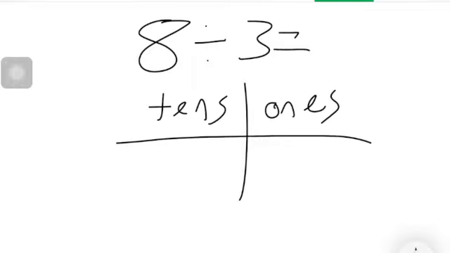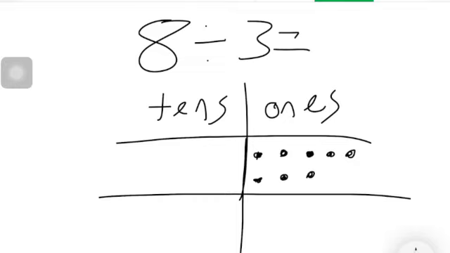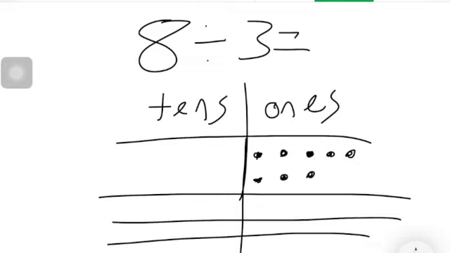10s, 1s. Okay, I'm looking at the number 8 divided by 3. So I have 8 1s. There's no 10s there. 1, 2, 3, 4, 5, 6, 7, 8. And divided by 3. 1, 2, 3. How many ways are we splitting this up? Well, we got 1, 2, 3. Okay, cross those off. I can fit another 1, 2, 3, cross those off.